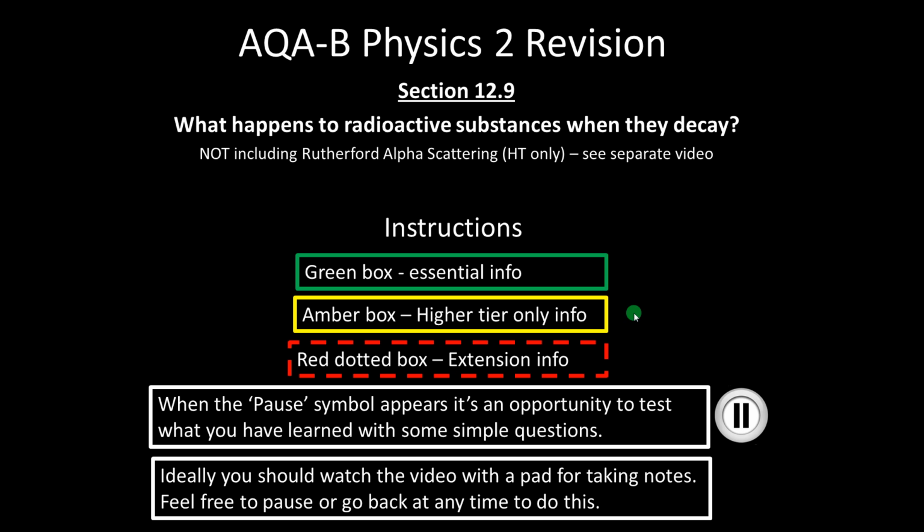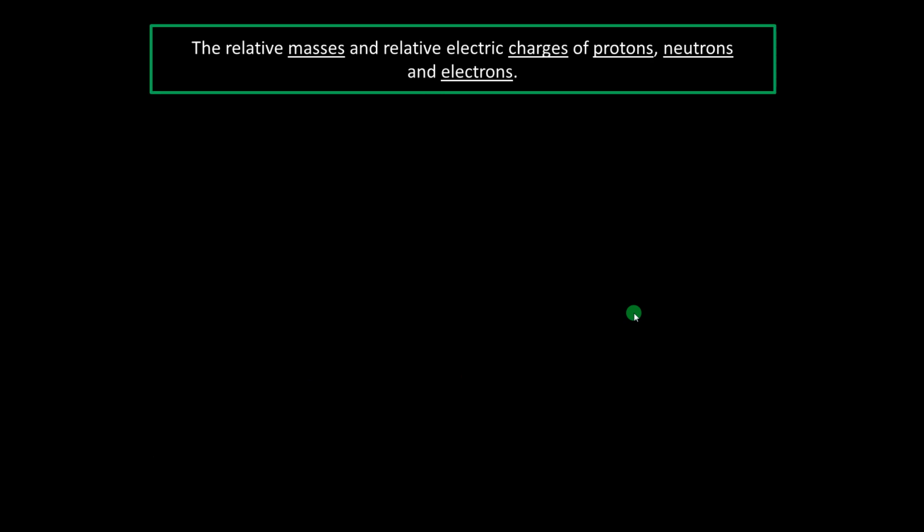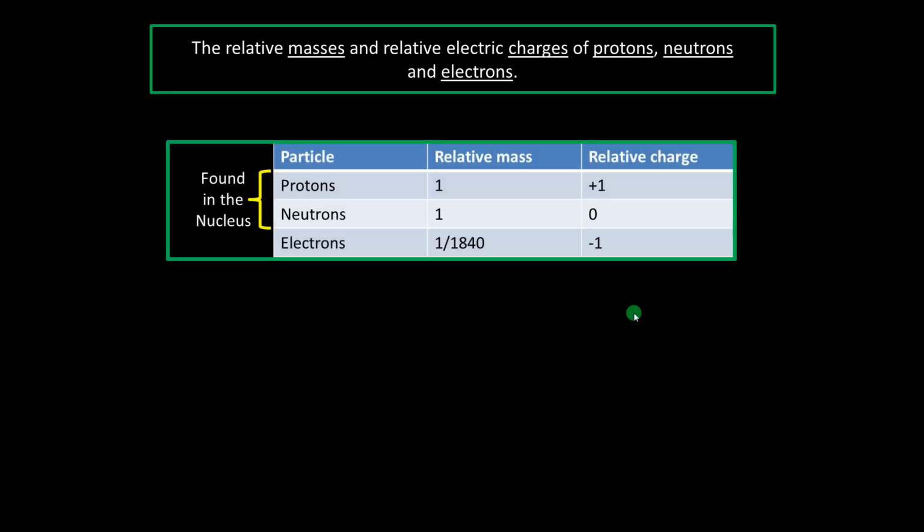So, first section then, the relative masses and relative electric charges of protons, neutrons and electrons. Well, there's a table, probably the best way to learn the information. You can see here the protons and neutrons found in the nucleus. Both of them have mass 1. The proton is charged with a charge of +1, and the neutron no charge, as the name would suggest, neutron for neutral.